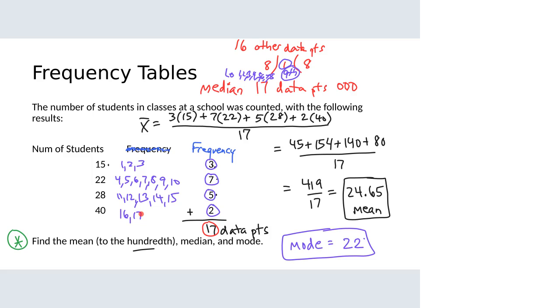So counting from least to greatest, data points 1, 2, and 3 are 15s. Data points 4, 5, 6, 7, 8, 9, 10 are 22s. Data points 11, 12, 13, 14, 15 are 28s, and 16, 17 are 40s, if I were to list them all out. What I was looking for here to be the median was the 9th data point. The 9th data point is a 22, and so the median of this data set is 22.